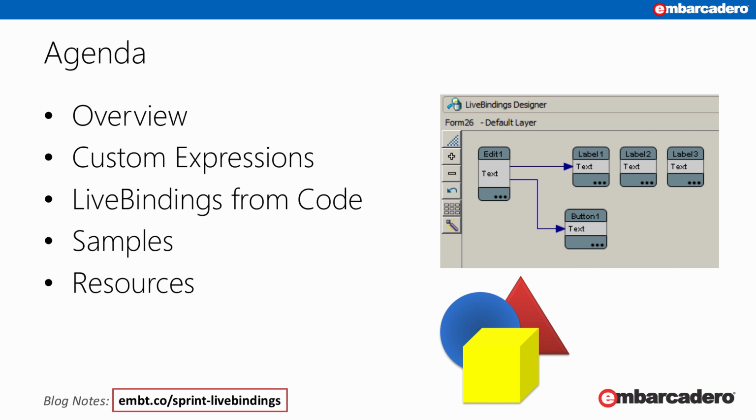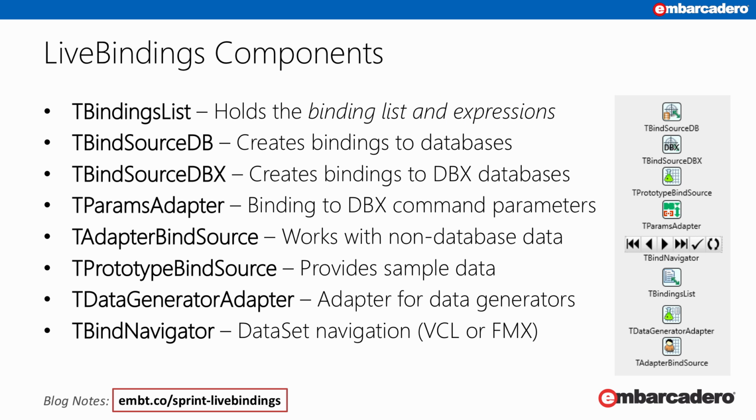The components that are used for live bindings, the main one is the TBindingsList. This holds all the bindings and expressions. As soon as you create live bindings, one of these TBindingsList is added to your form automatically. You don't typically need to add one on your own. If you're binding to a database, you'll get a TBindSourceDB. And if you're binding to non-database elements, for example binding to code, you would use a TAdapterBindSource. You'd add that manually.